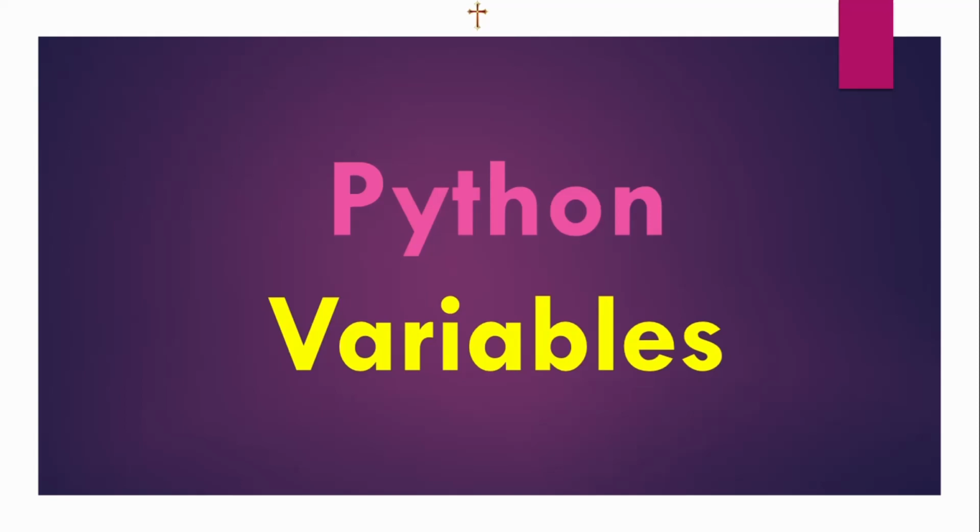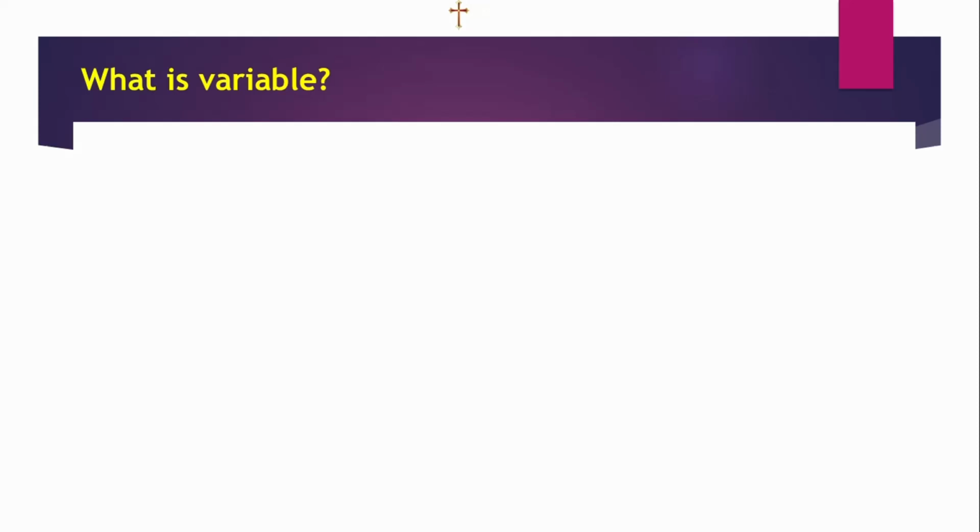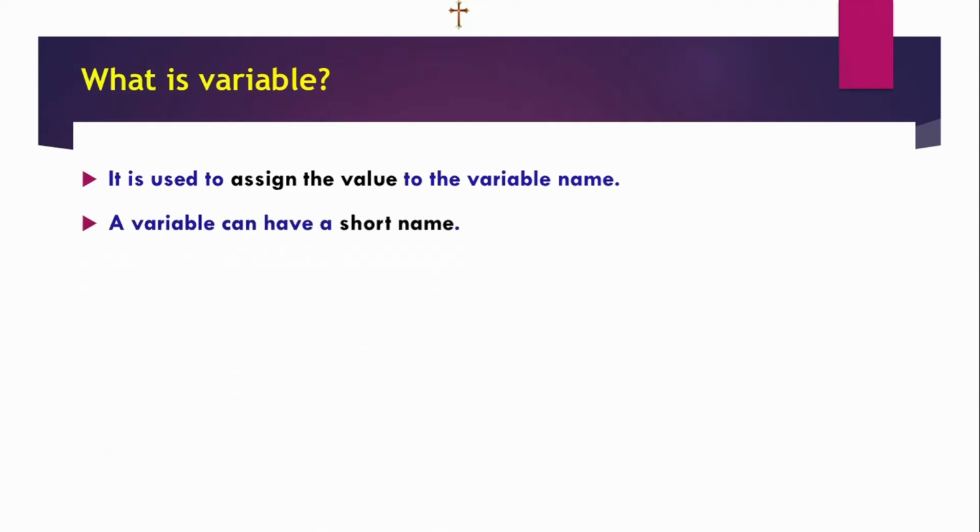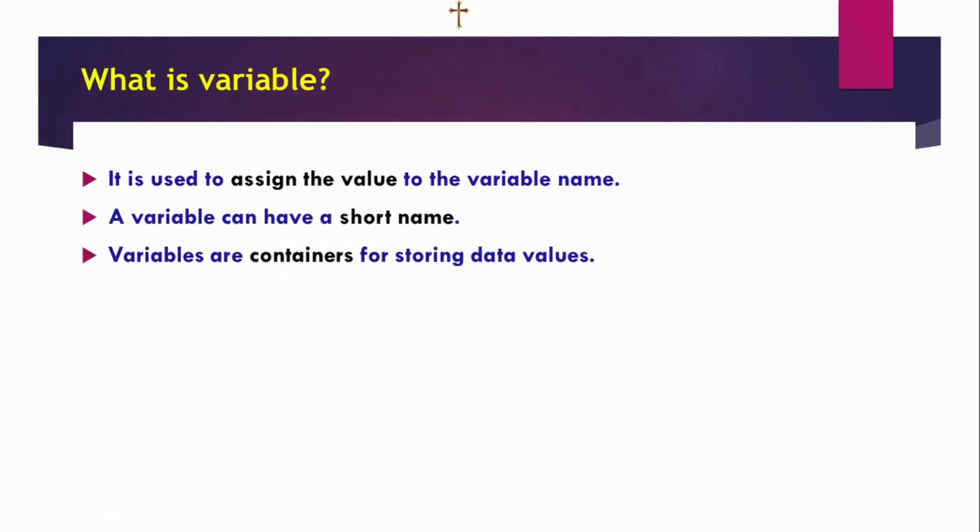Today we are going to see the topic Python variables. First, what is a variable? It is used to assign a value to a variable name, because we can't directly give the value to the memory. So we have to use the variable name. A variable can have a short name or a long name, but if you use a short name, it is easy to develop the code. Variables are like containers for storing data values.